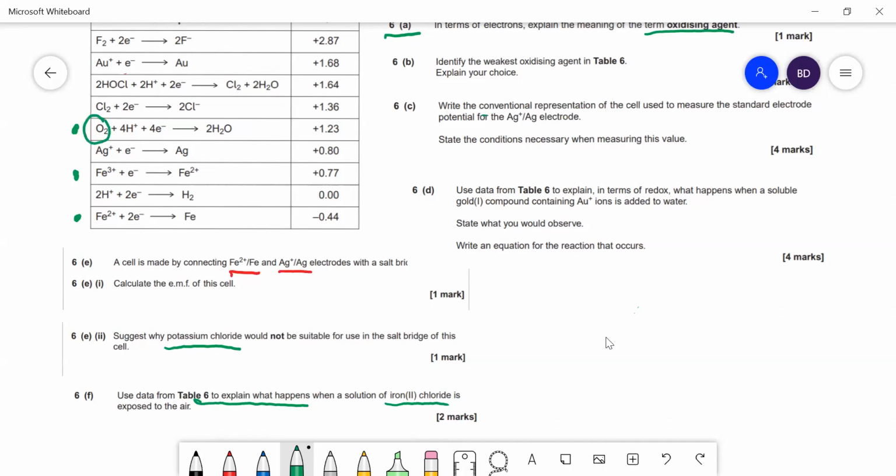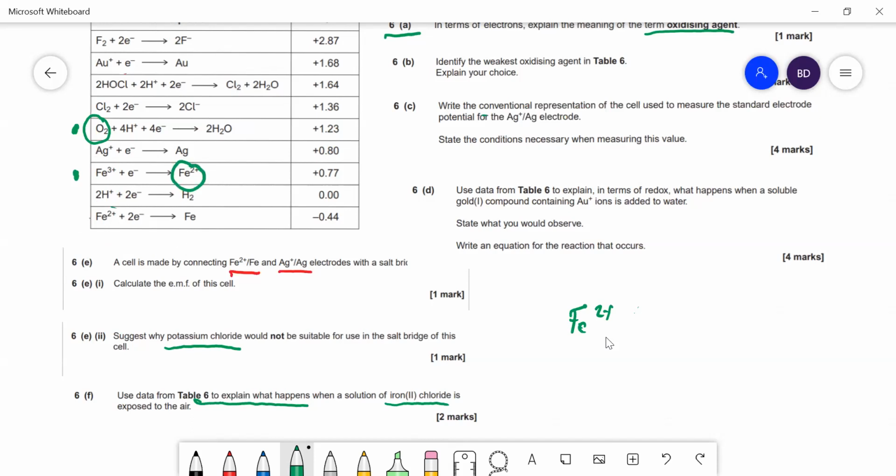So the oxygen is an oxidizing agent. So the Fe2 plus needs to be on the reducing agent side of things. So it's not this Fe2 plus, because that Fe2 plus in that equation acts as an oxidizing agent. It's accepting electrons to go to Fe. So it's not that one. It must be the other one, because that's on the reducing side, this one here.